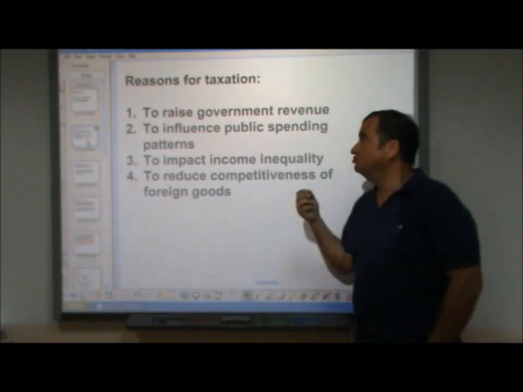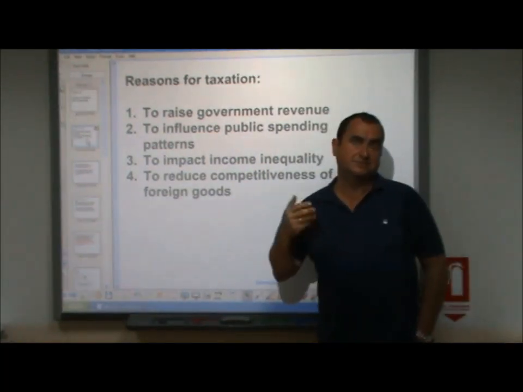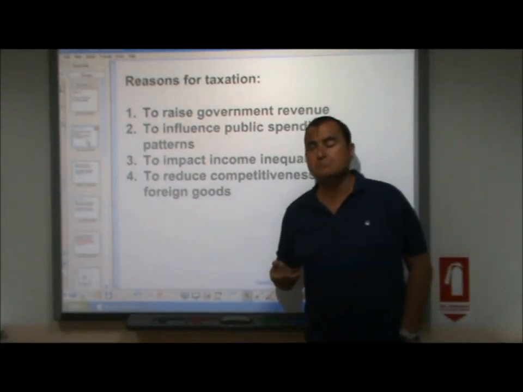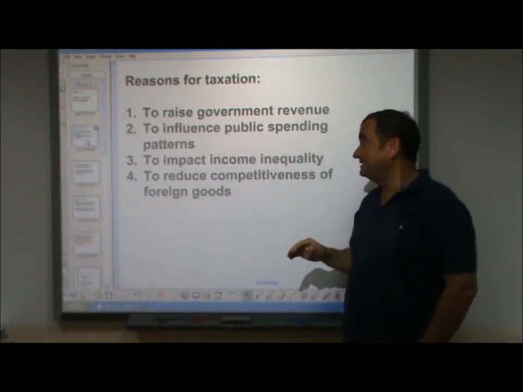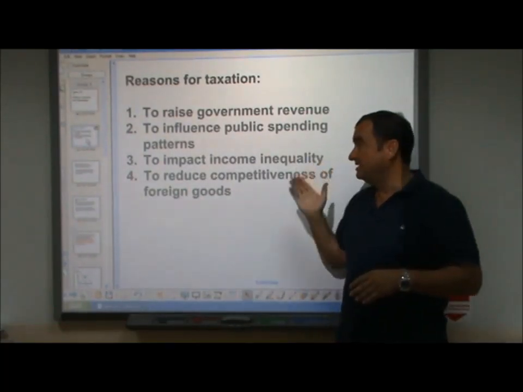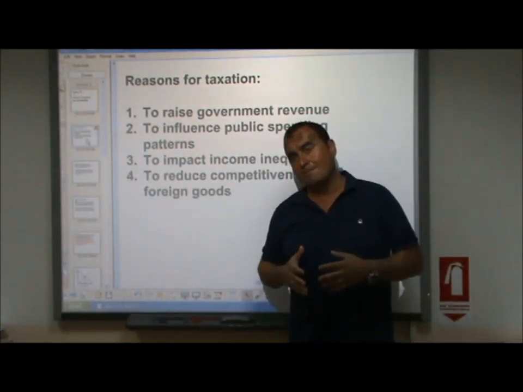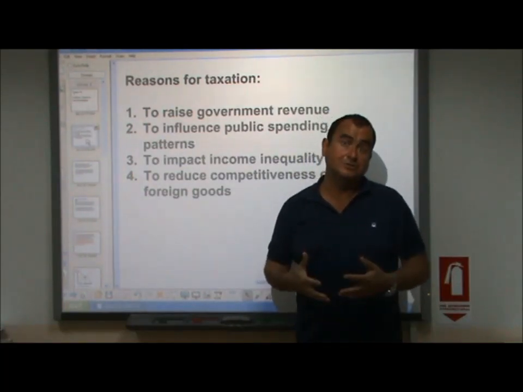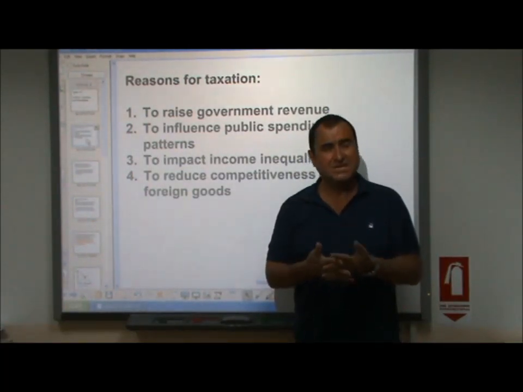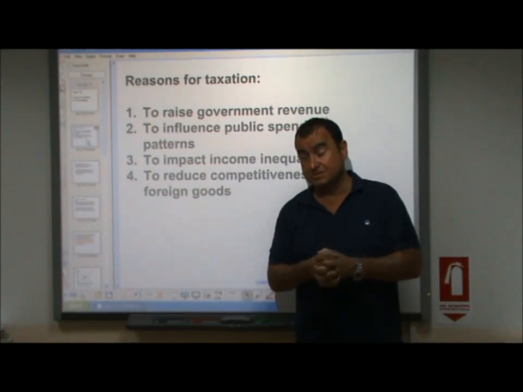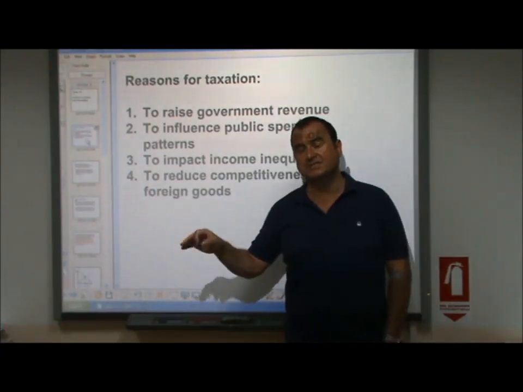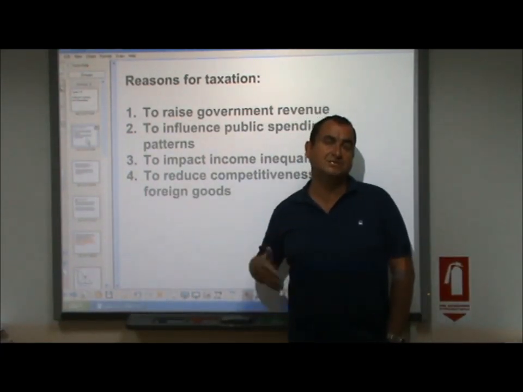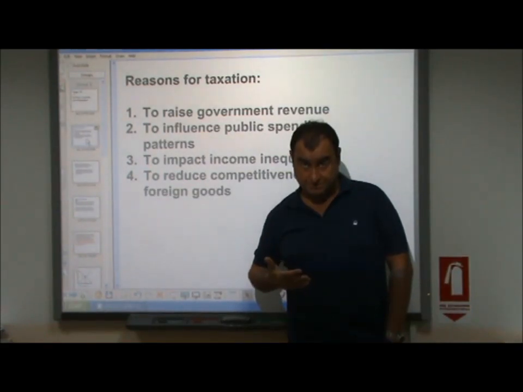These are the main reasons: to raise government revenue. After all, the government has to spend a lot of money on the public sector. Second, to influence public spending patterns. What I mean by that is the spending patterns of the public. By placing taxes on certain goods, they hope to raise the price of those goods and reduce the consumption of those goods by raising their price. Tobacco products and alcohol are examples of where taxes are placed simply to raise the price and discourage us from spending our money on those goods.